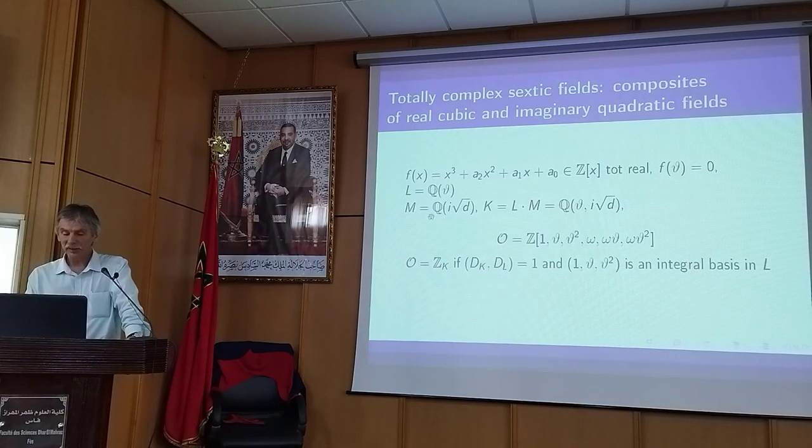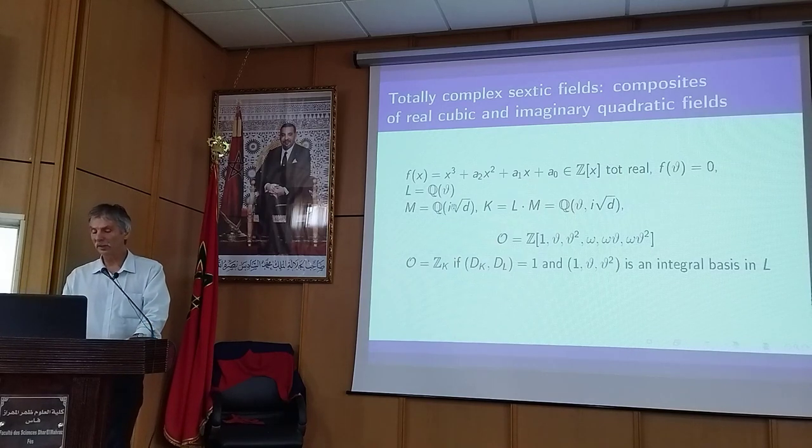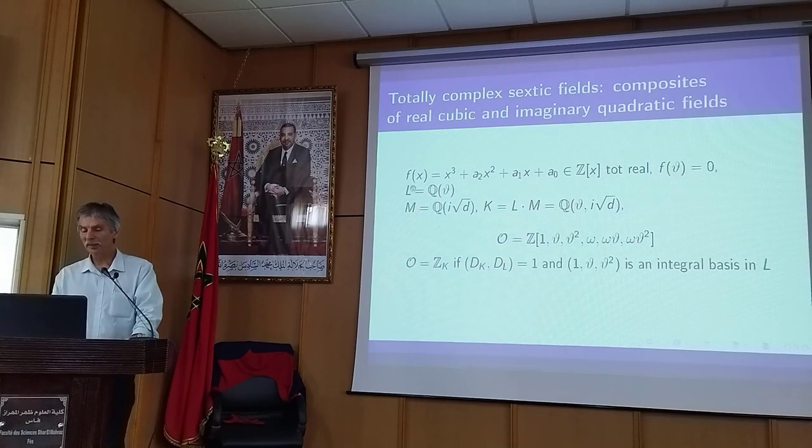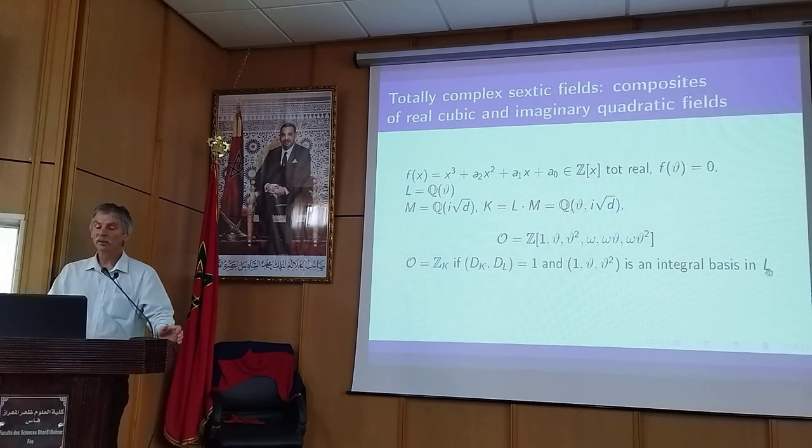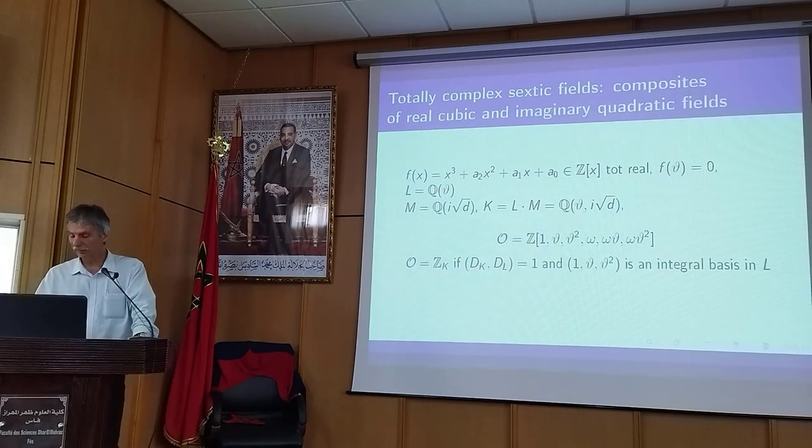So assume that we take again the imaginary quadratic number fields M and we compose them with totally real cubic number fields L. So we take the composition of imaginary quadratic fields and totally real cubic number fields, and we assume that the discriminants are co-prime, and we take this integral basis, and we are looking for generators of power integral basis in this ring. Actually, if the discriminants are co-prime, then this ring is just the ring of integers of the sextic number field, and in that case 1, theta, theta squared is an integral basis of L.